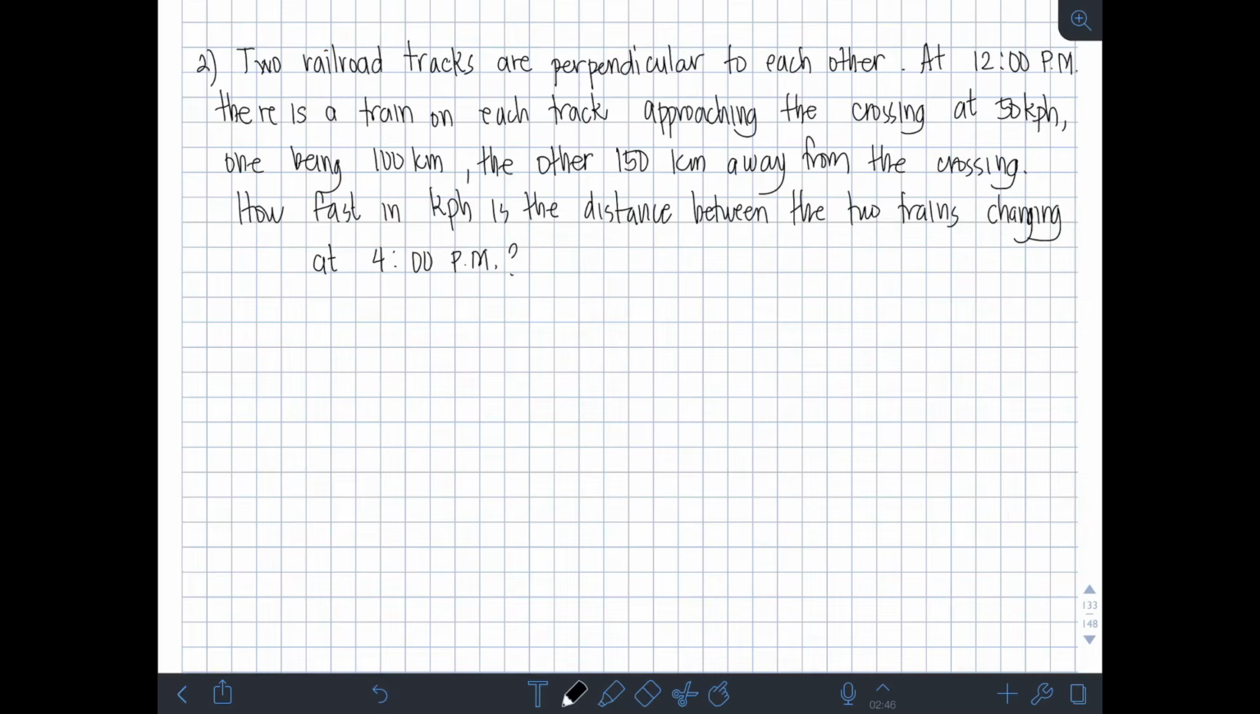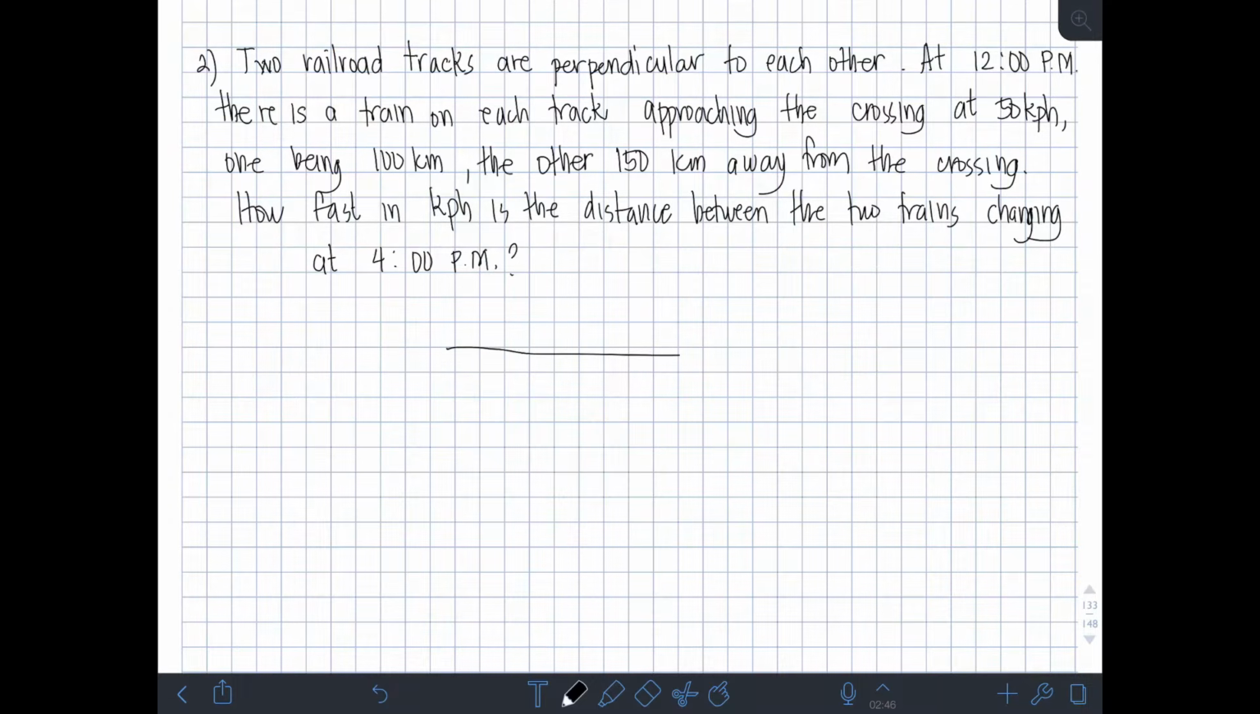Next, we have two railroad tracks are perpendicular to each other. At 12 p.m., there is a train on each track approaching the crossing at 50 kph. One being 100 km, the other 150 kilometers away from the crossing. How fast in kph is the distance between the two trains changing at 4 p.m.? Okay, so this time kailangan na nating mag-draw dito para ma-illustrate natin yung problem.